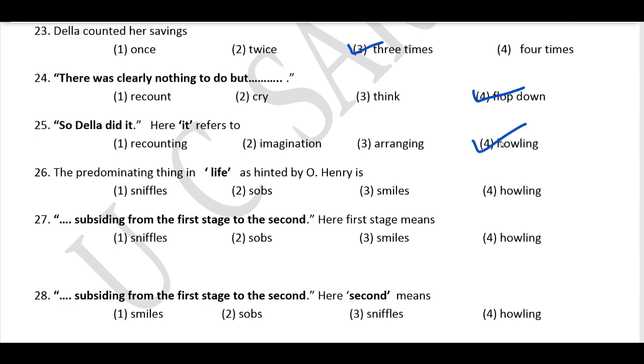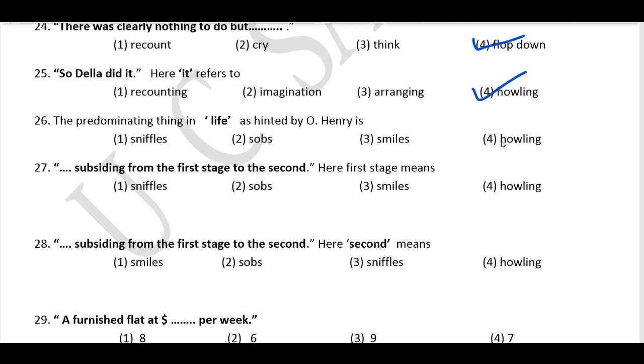Then 26. The predominating thing in life as hinted by O. Henry is regarding Della's howling or crying. O. Henry mentions 3 terms: sobs, sniffles and smiles, and he also hints that the predominating thing is obviously sniffles. Okay, so the right answer is 1.